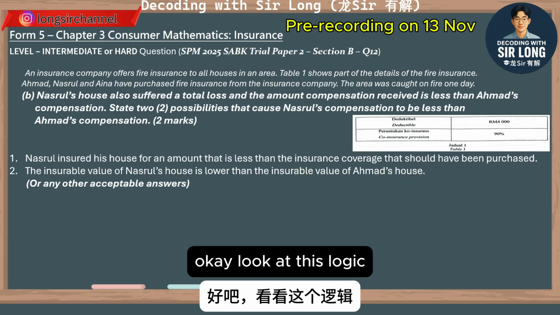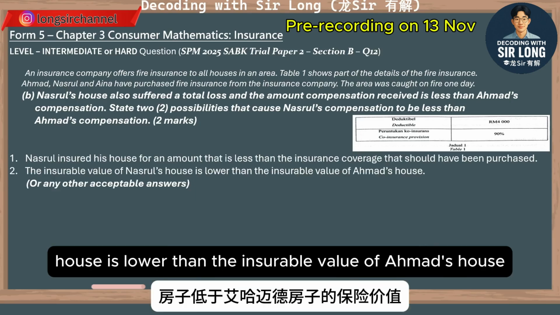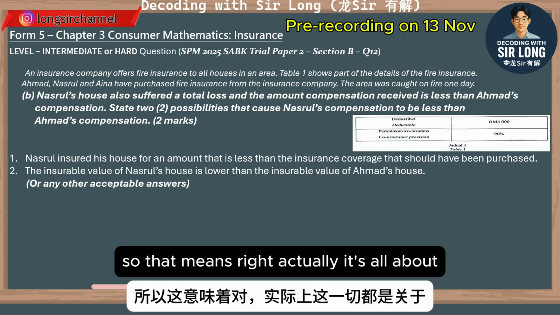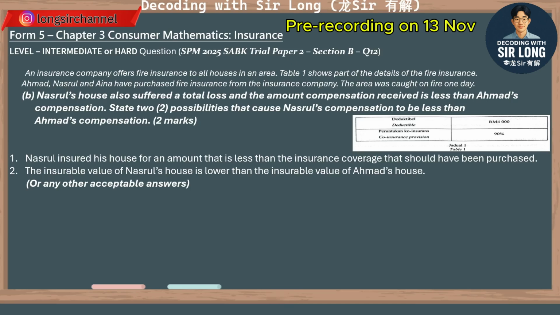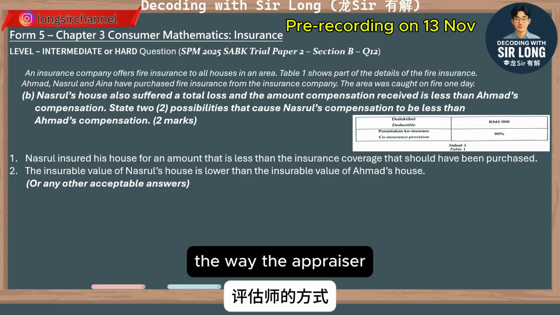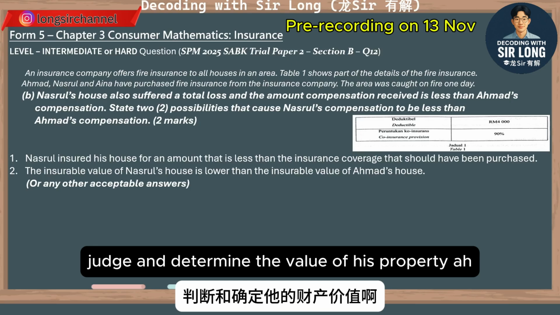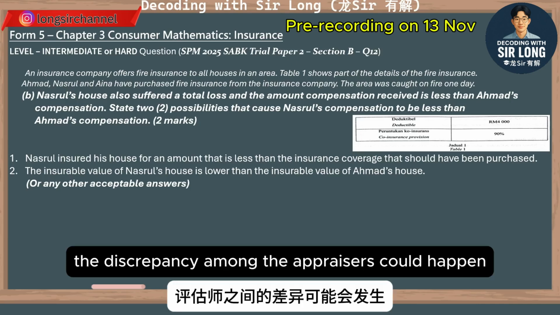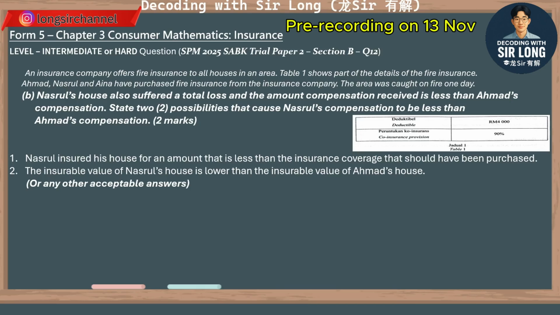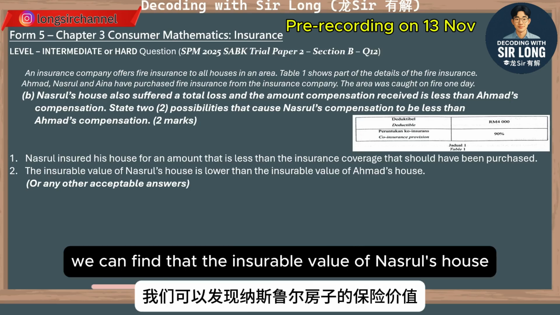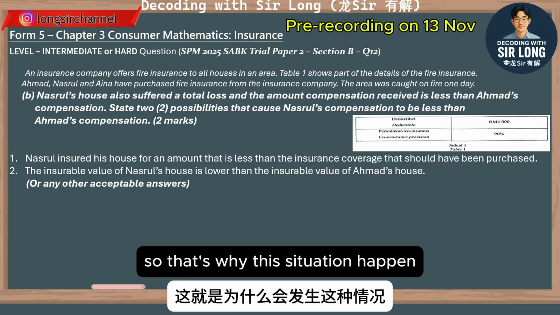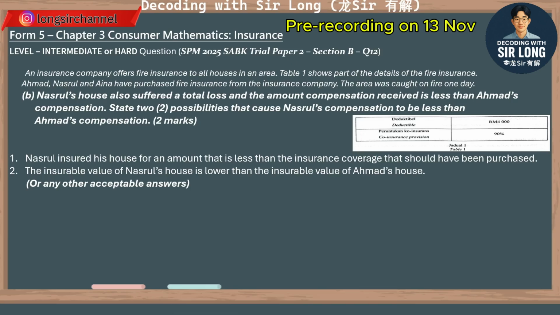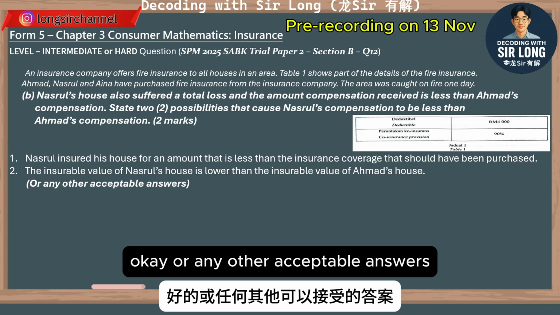Okay, look at this logic. The insurable value of Nasrul's house is lower than the insurable value of Ahmad's house. So that means it's all about the way the appraiser judges and determines the value of the property. Sometimes, we are all human beings, so discrepancies among the appraisals could happen. Therefore, we can find that the insurable value of Nasrul's house could be lower. So that's why this situation happened. Okay, or any other acceptable answers.